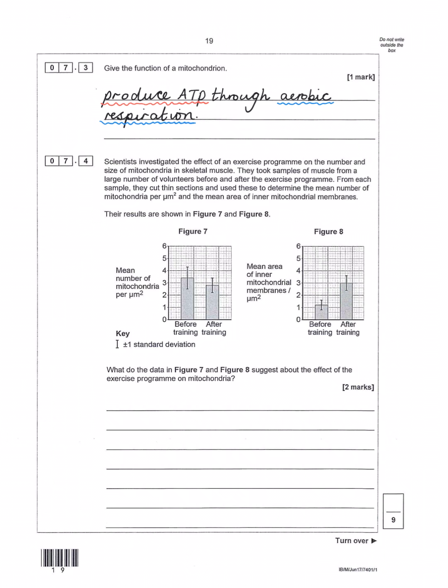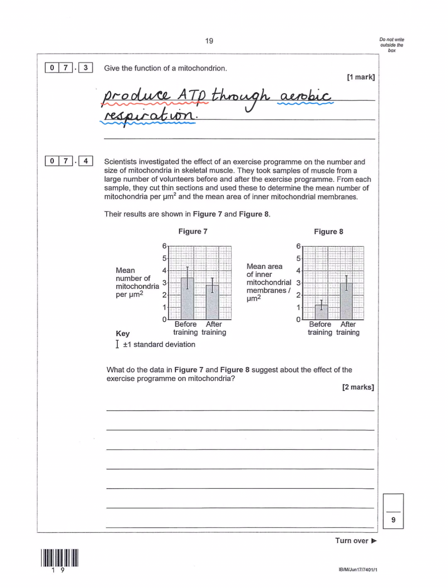And we are asked to explain what the data in Figure 7 and Figure 8 suggest about the effect of the exercise program on mitochondria. So let's look at Figure 7 first. This is comparing the mean number of mitochondria per micrometer squared before training and after training. So was there a difference in the number of mitochondria in the cells before training compared to after training? And the answer is no.